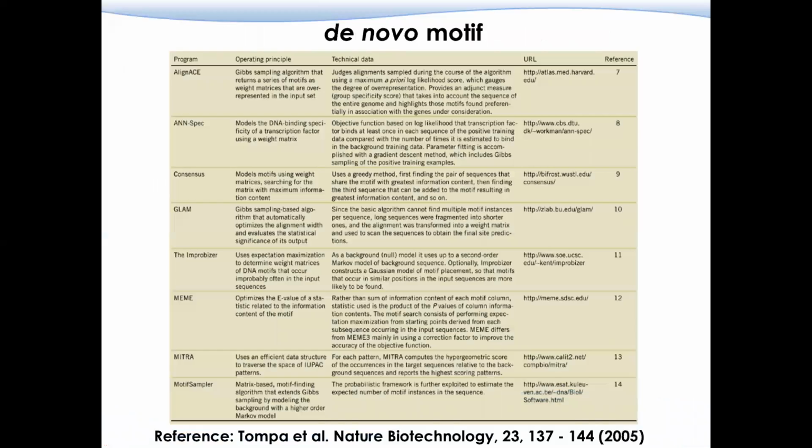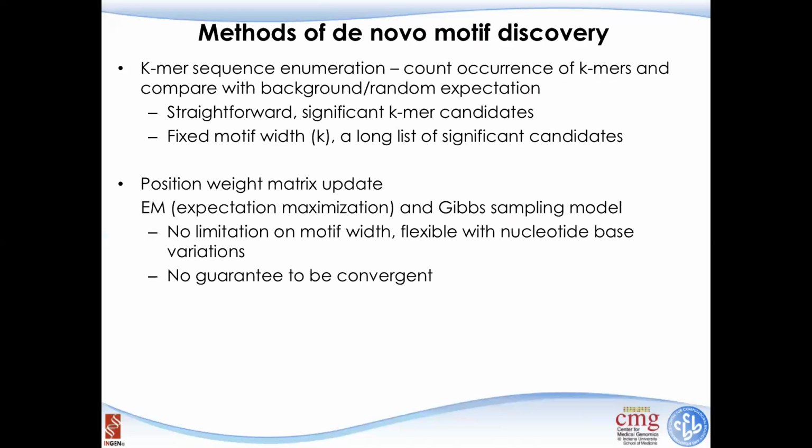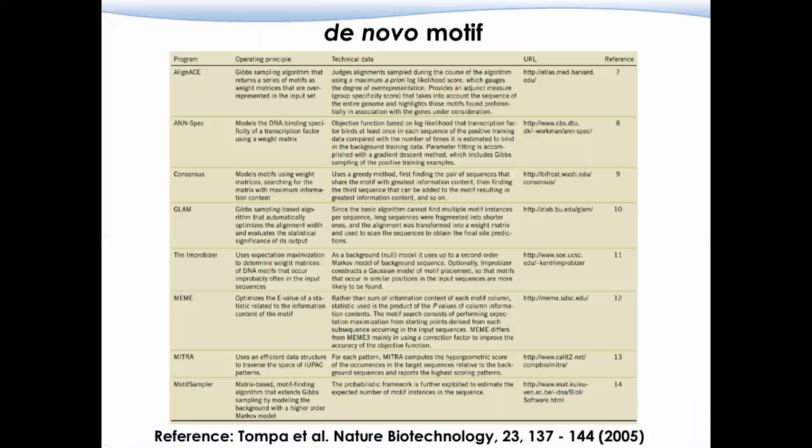But don't be scared. I won't talk about this method in detail today. It may take another 3 hours or even 6 hours to cover it. So I just show you some popular programs. They use EM or Gibbs sampling. Like AlignACE is the most popular one that uses a Gibbs sampling algorithm to identify motifs. And MEME, I like MEME. I will show you later. MEME uses the EM model to try to identify motifs.